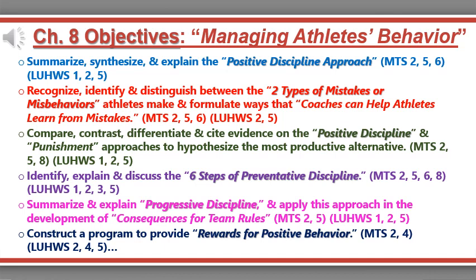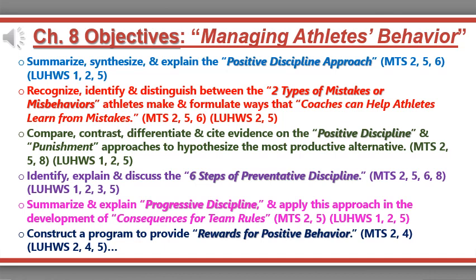We should be able to identify, explain, and discuss the 6 steps of preventative discipline. That's MTS 2, 5, 6, and 8, and LUHWS 1, 2, 3, and 5. We should also be able to summarize and explain progressive discipline and apply this approach in the development of consequences for team rules. So we're going to develop some team rules. And then we should construct a program to provide rewards for positive behavior. That will also tie into MTS Standards 2 and 4 and LUHWS Standards 2, 4, and 5.